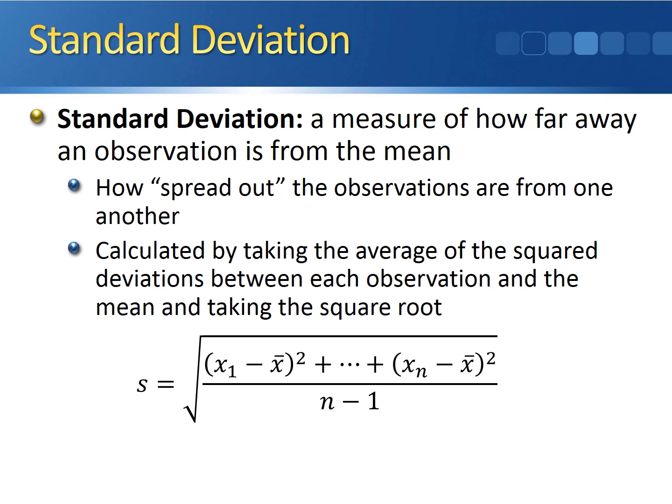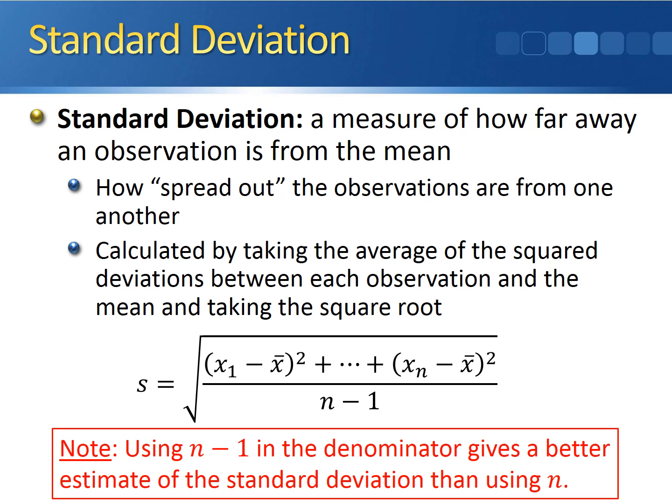Add on the same thing for the third observation, x3 minus x bar squared, and we do this for every single observation in the data set up until our very last observation, x sub n. The last term in that sum is going to be x sub n minus x bar, the quantity squared. After you're done squaring the differences, we divide by n minus 1, the sample size minus 1, and then take the square root of that quotient. Just a note on why we use n minus 1: it turns out we get a better estimate of the standard deviation than just using n.